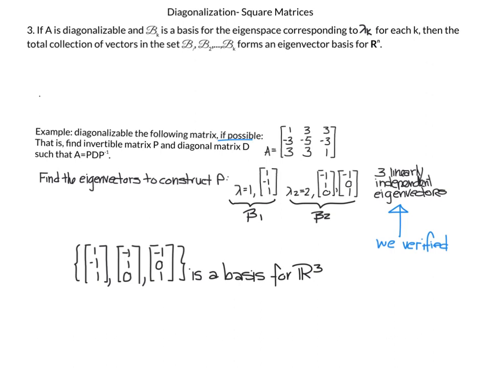According to this theorem, then the total collection of the vectors forms a basis for Rn. So in other words, these three vectors then form a basis for Rn. And again, this theorem is because A is diagonalizable. So this is a basis. We don't have to check that they're linearly independent. If we didn't know A was diagonalizable, then we would.